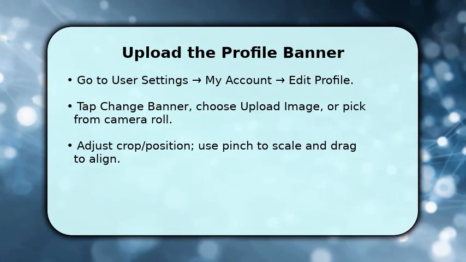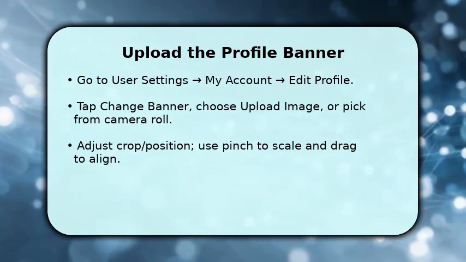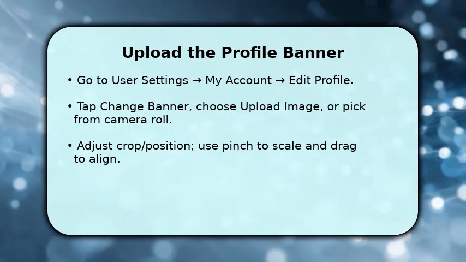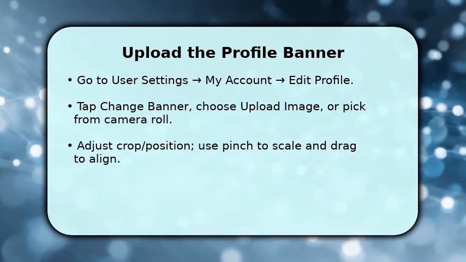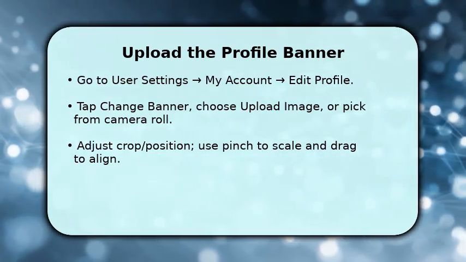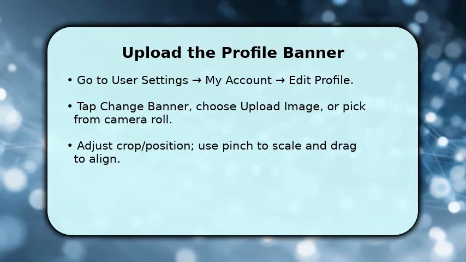Now proceed to Edit Profile, tap Change Banner and select Upload Image from your camera roll. You'll see an editor, pinch to zoom and drag to position the crop. This controls how the banner appears across devices. Once aligned, tap Save and confirm any prompts.